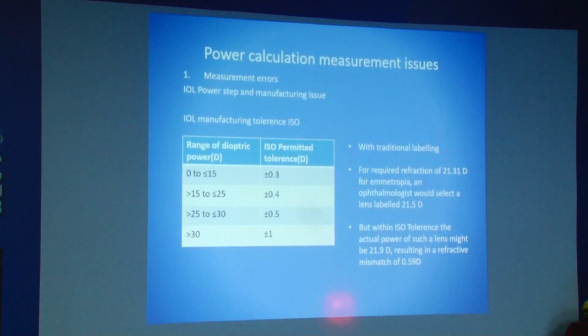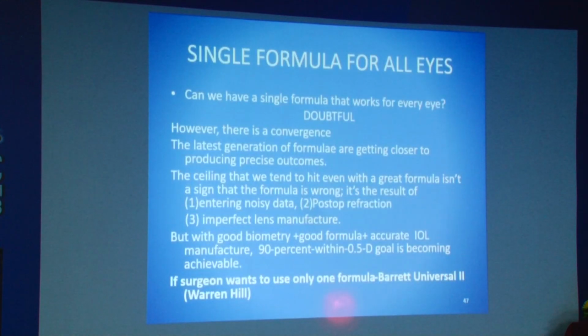And then there is another problem. There is an ISO permitted tolerance level for various powers. Suppose I have calculated a power of 21.3 diopter, the nearest power available is 21.5, and the ISO tolerance limit for this is 0.4. So I wanted to implant 21.3, but because of this tolerance permitted, the error will be 21.9. So it is a 0.6 diopter error when I have done perfect calculation, good instruments, good surgery. Still, this error is for reasons beyond my control.